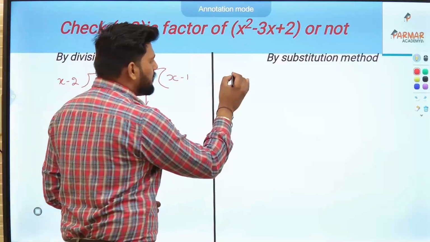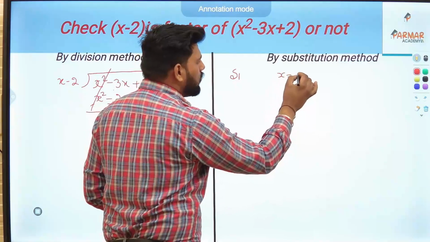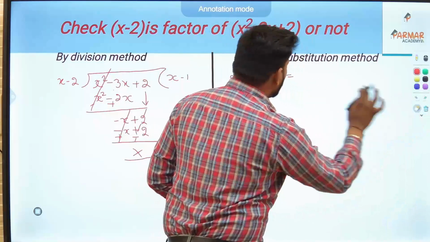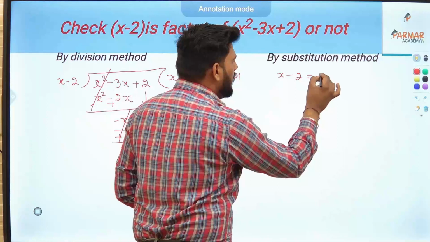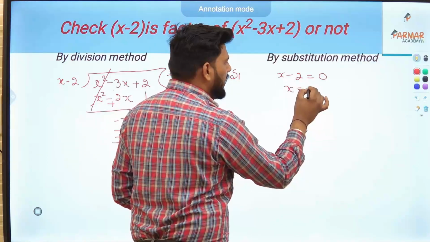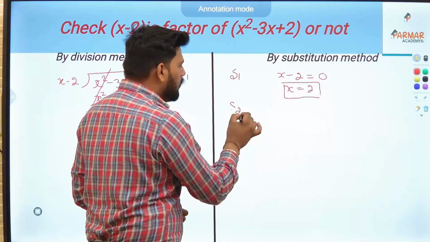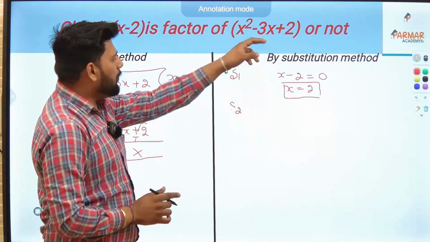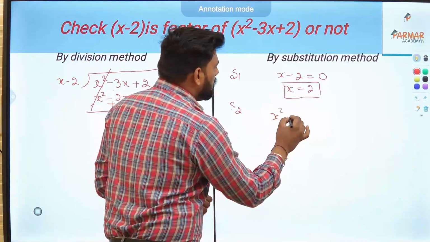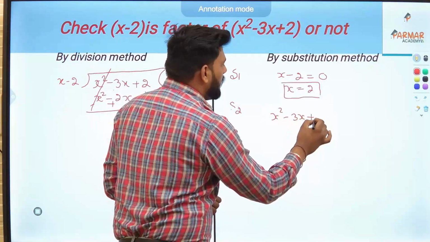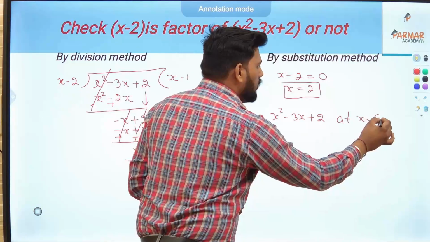Here there are 2 steps. In step 1, we will put x minus 2 equal to 0, and we will get the value of x, that is 2. Now in the next step, step 2, we will put this value in the polynomial and check the answer. x square minus 3x plus 2 at x equal to 2.